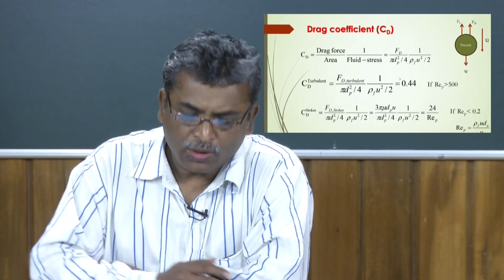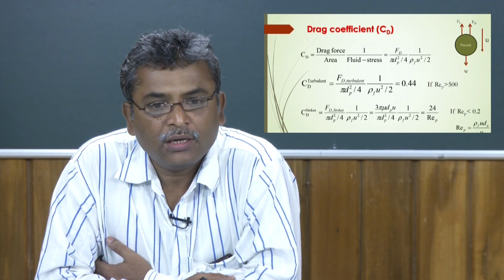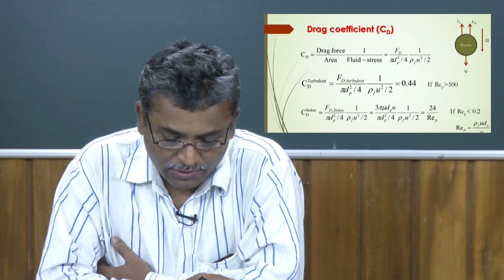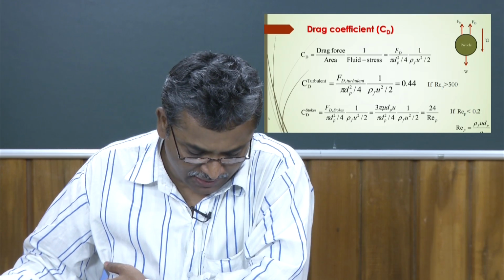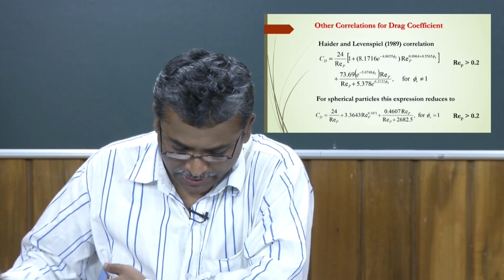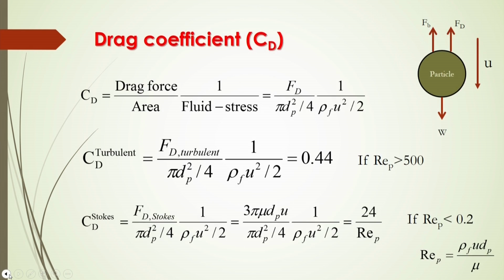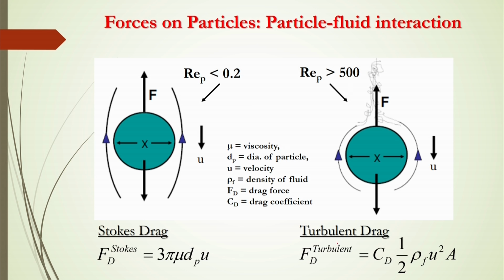Now, what should be the drag coefficient then? From the drag force, of course, you will be able to calculate the drag coefficient. In the previous slide we have seen that this is the drag force, and this drag force is related to the kinetic energy acting on the particle by which the particle is moving, and also the projected area of the particle, A. This proportionality constant is called the drag coefficient.